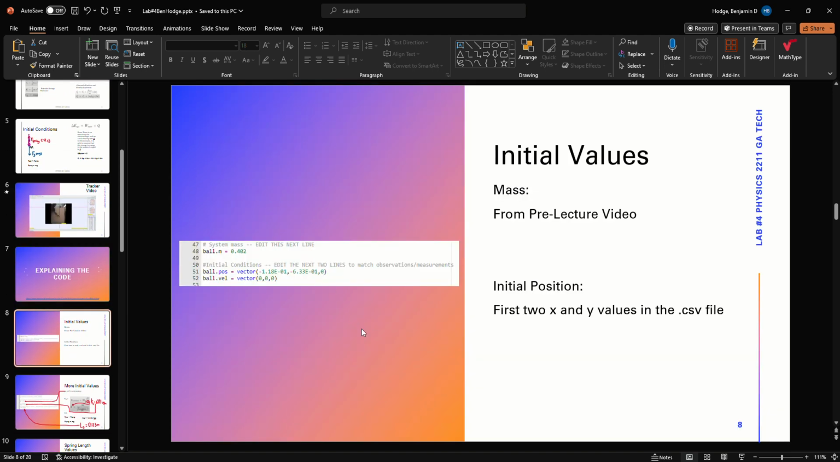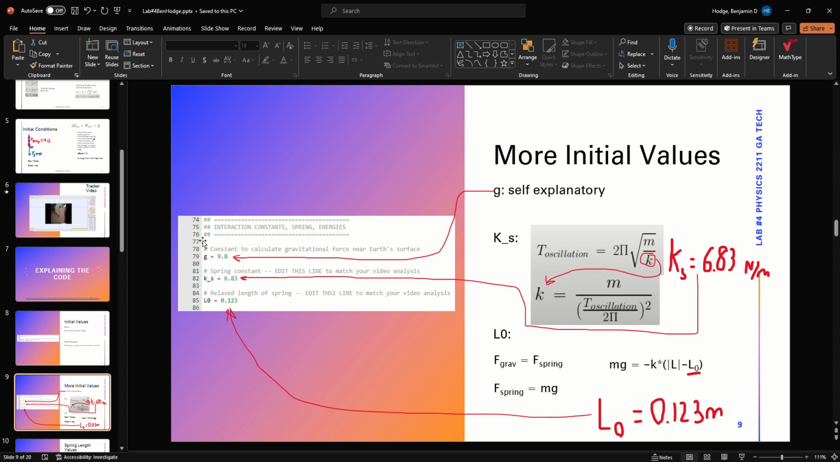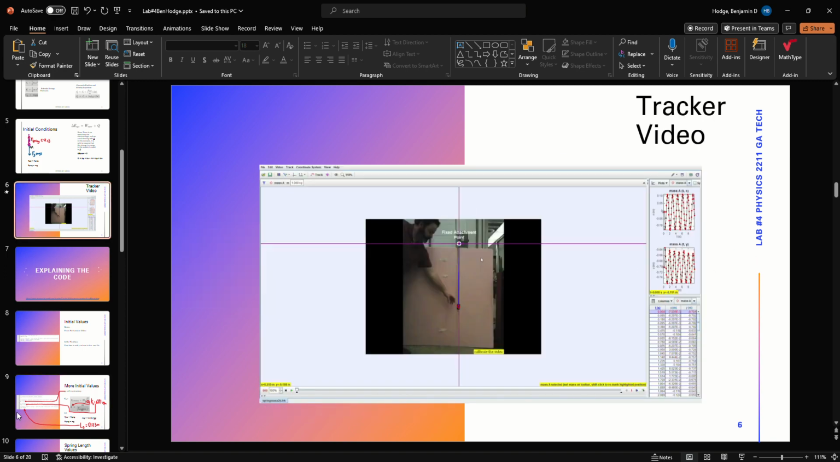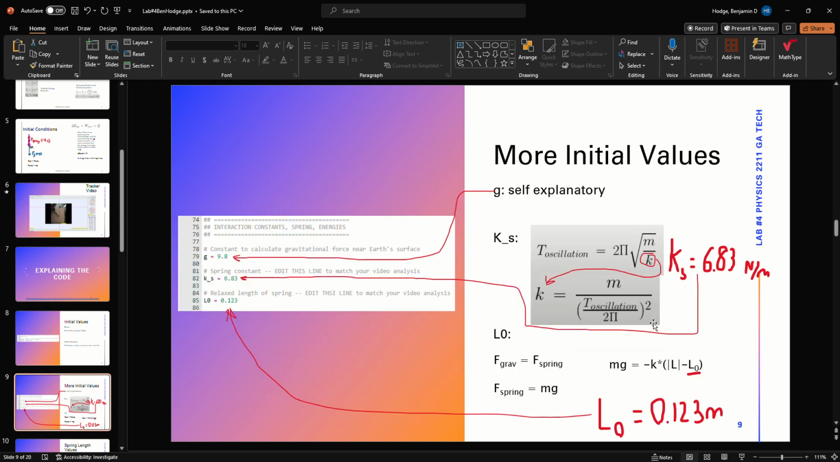So let's explain the code real quick. For our initial values, our ball mass was given in the pre-lecture video, and our initial position is the first two X and Y values in the CSV file or the Excel file, which are both here. And we use some more initial values. G is self-explanatory. We calculated our spring constant by using the oscillation formula, calculating how long it takes between the cycles of the spring via these two graphs, and then plugging that into this equation to solve for K using this oscillation formula.